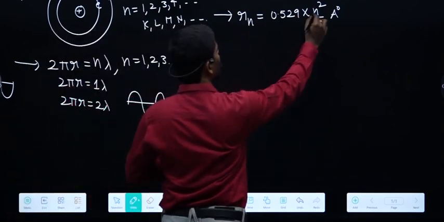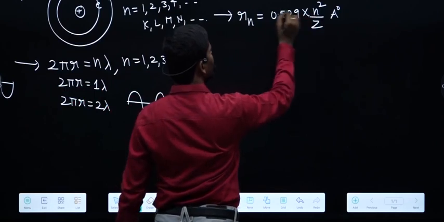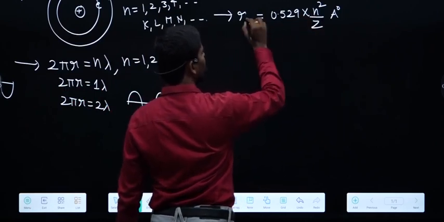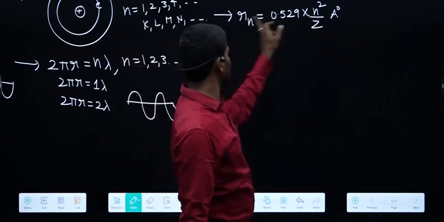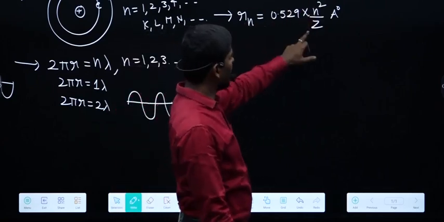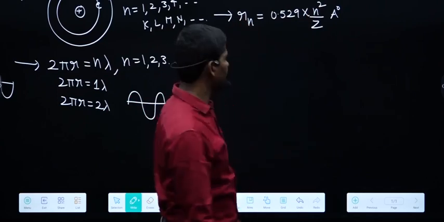So radius is proportional to n square by Z. As n increases, radius increases. As Z increases, radius decreases. If you fix Z, as n increases, radius increases. If you fix n, as Z increases, radius decreases.